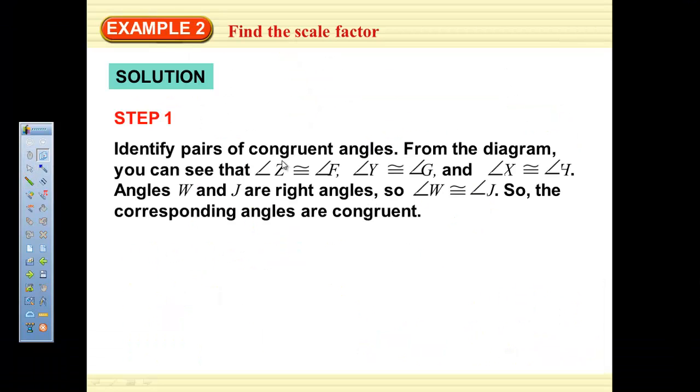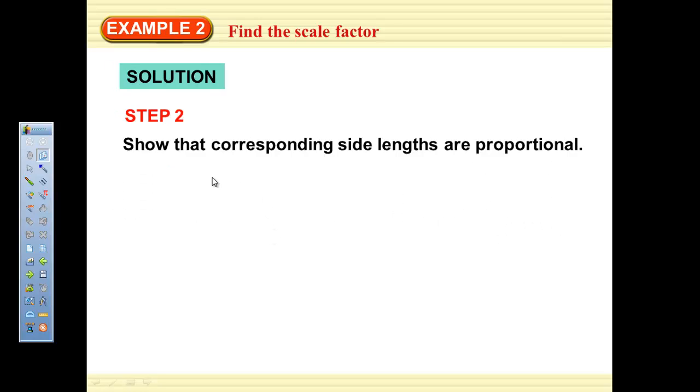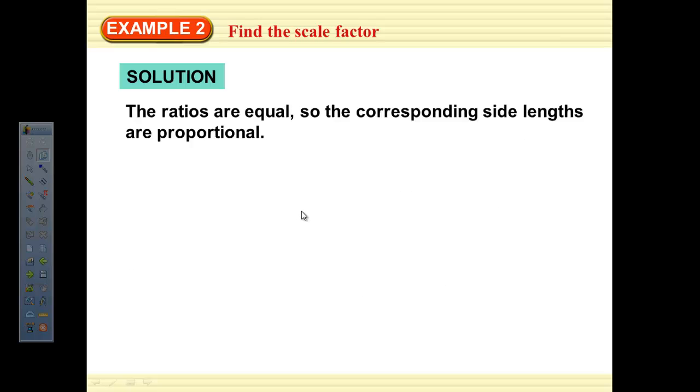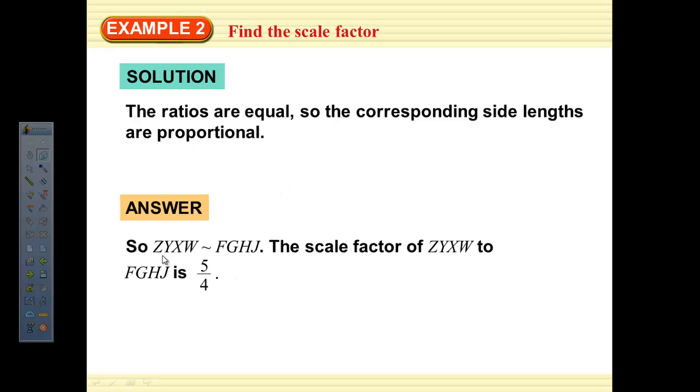So again, we know all corresponding angles are congruent. We know that corresponding side lengths are proportional. So in other words, all those ratios are equal. Therefore, the two polygons are similar. There's ZYXW and FGHJ, and the scale factor is 5 to 4.